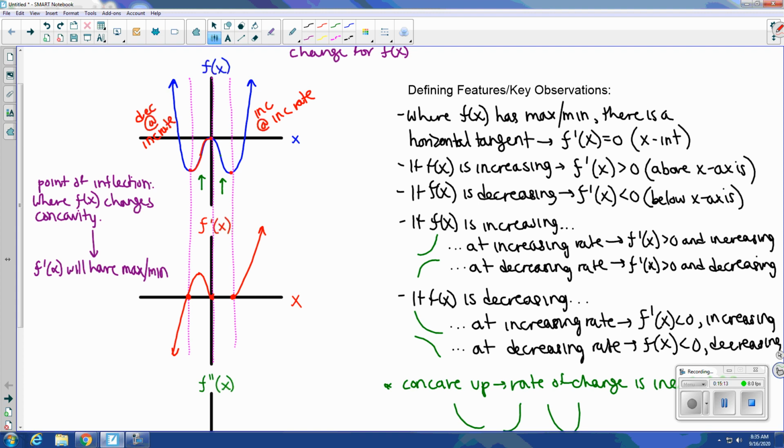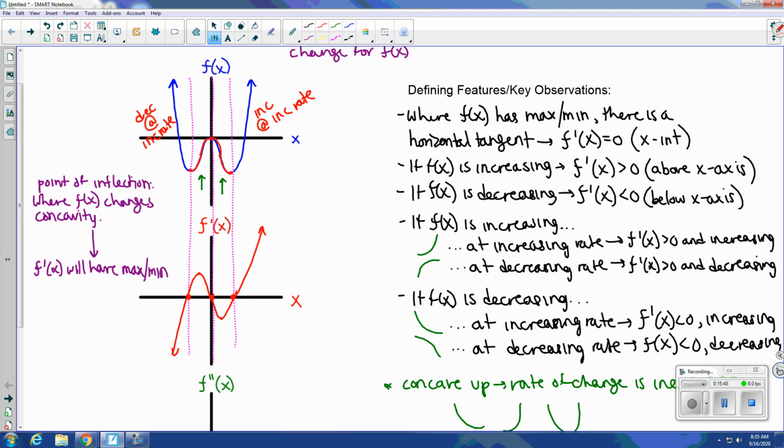Then following the blue graph again, now it's decreasing at a decreasing rate because it's concave down in that section. So decreasing would imply f prime is below 0. At a decreasing rate would imply that it's below 0 but decreasing. Then it switches over concavity at the point of inflection, so now it's decreasing at an increasing rate. Decreasing below 0 at an increasing rate, it's increasing. Okay? So a couple key features.